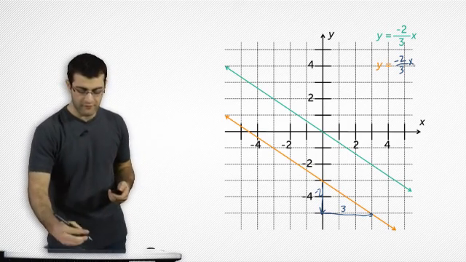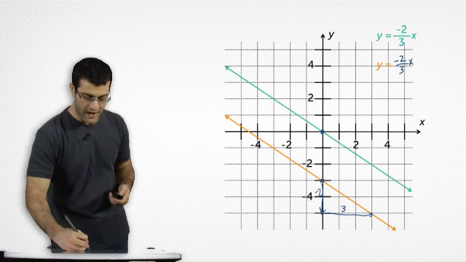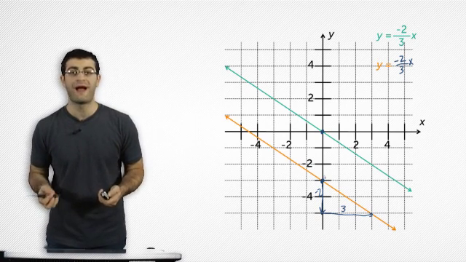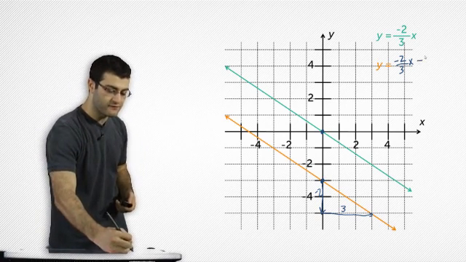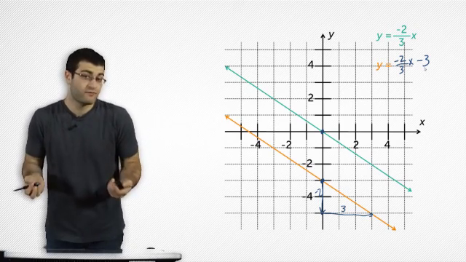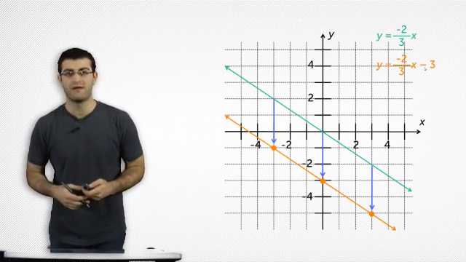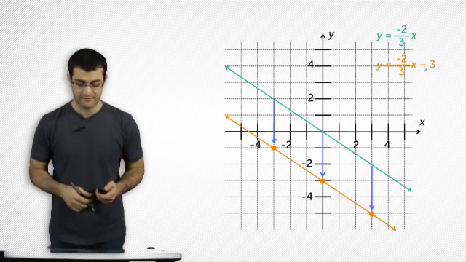Again, what's the difference between these two lines? Where they go through the y-axis. So the yellow line goes through at -3. All I do is just add in a -3 or subtract 3. So there's the equation of the yellow line. Y equals -2/3 x minus 3.